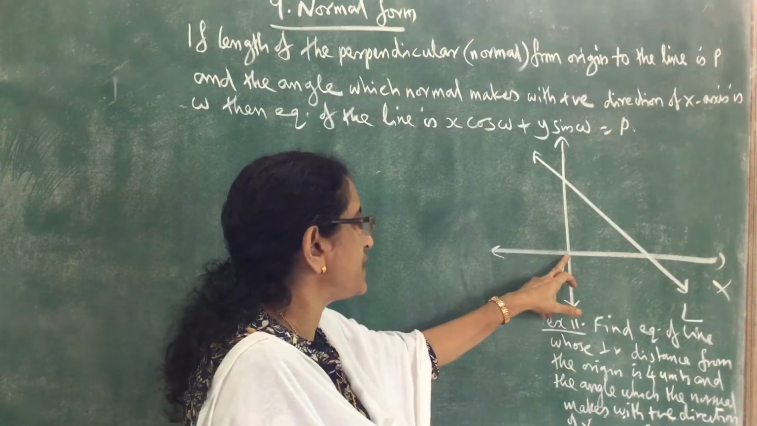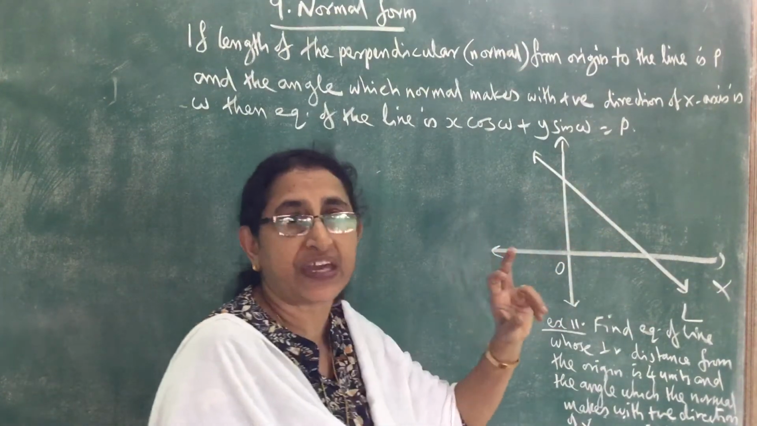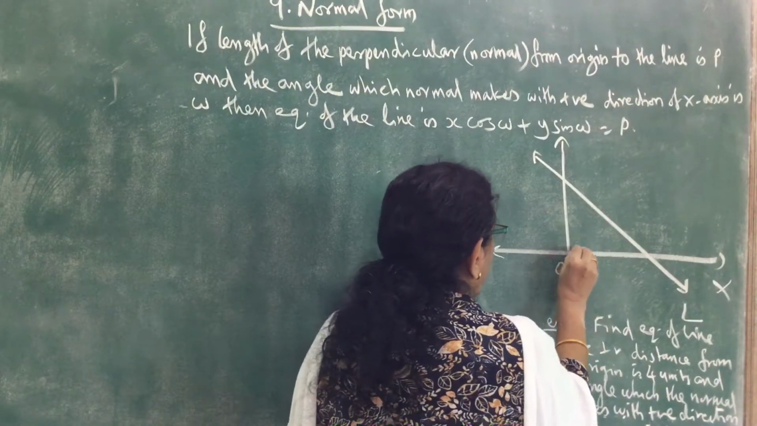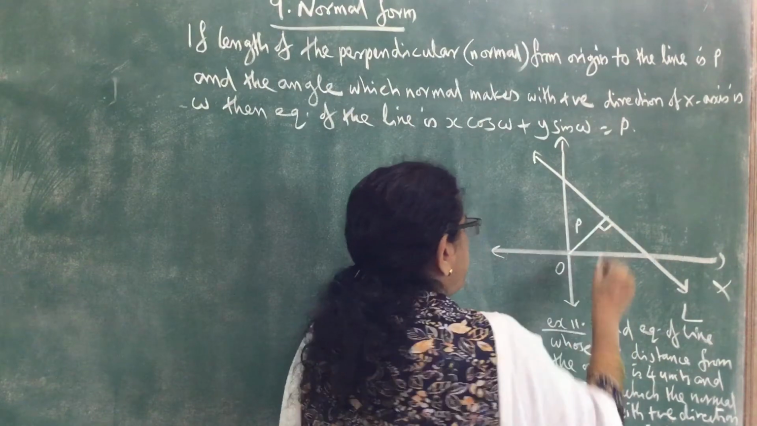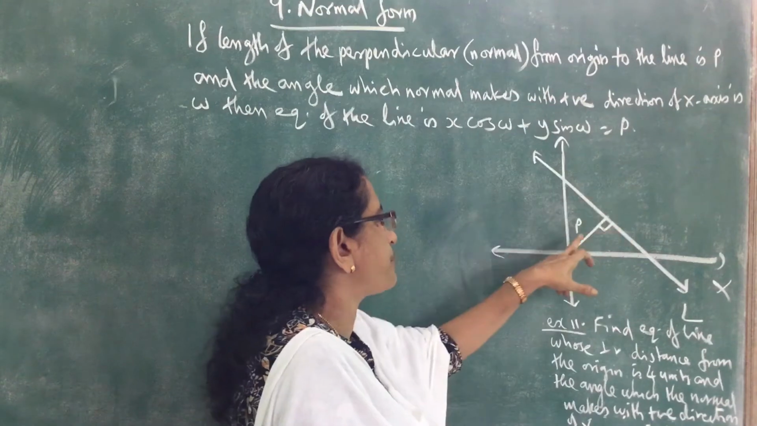So, this is the origin. Length of the perpendicular from the origin to the line is given, P. So, draw perpendicular from origin to the line. From the origin, draw perpendicular to the line. That distance is P. Length of the perpendicular from the origin to the line is P.